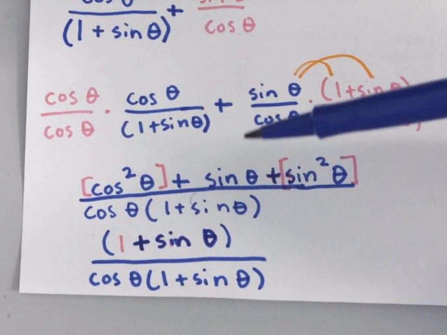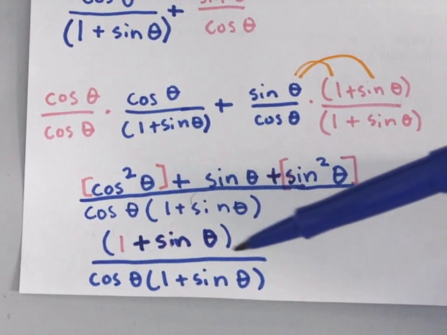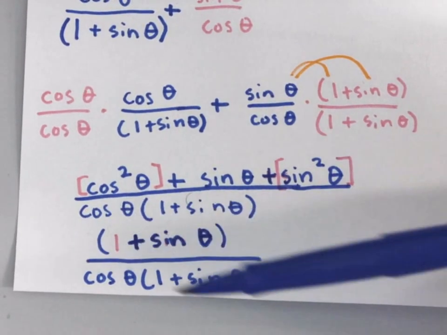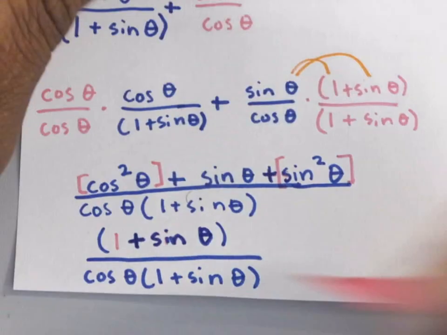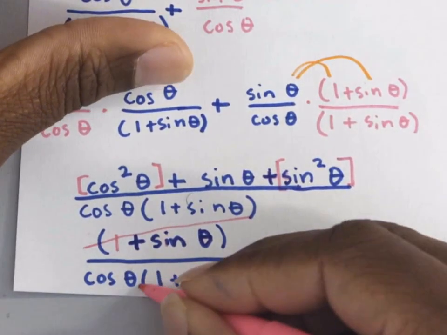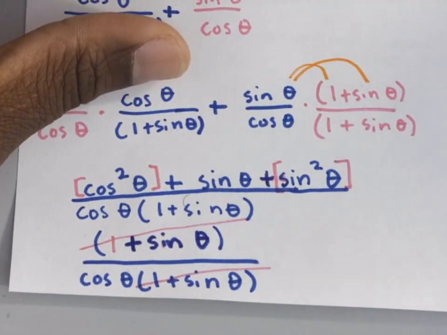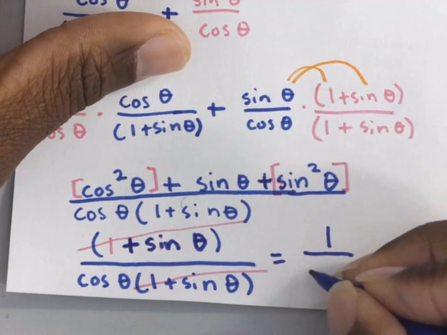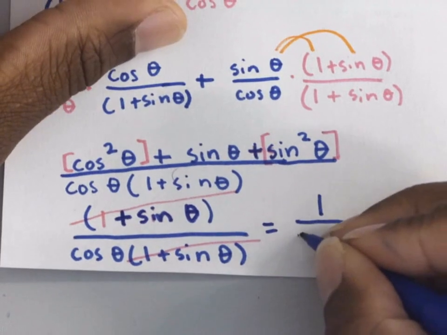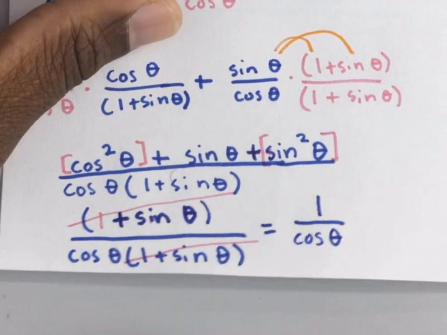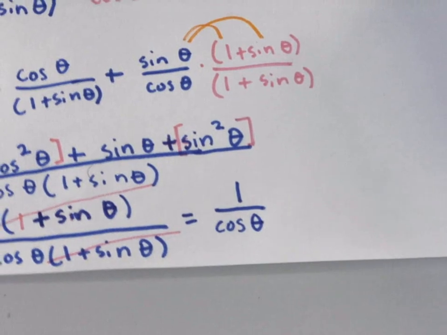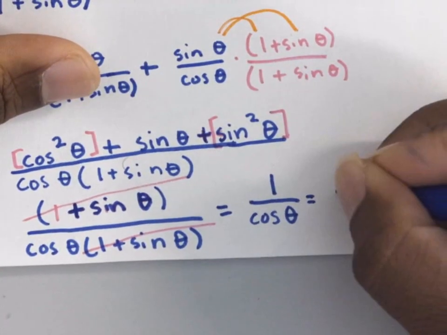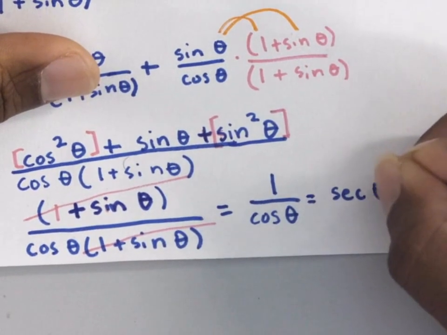Okay. So what cancels out now? 1 plus sine. I have 1 plus sine on the top. I also have it on the bottom being multiplied. So those two things will cancel out to be 1. So what I'm left with on top is 1 divided by, what's left on the bottom? Cosine. Can I leave it as a fraction? No. So I have to use the reciprocal. What's cosine's reciprocal? Secant. So this comes out to equal just secant theta.